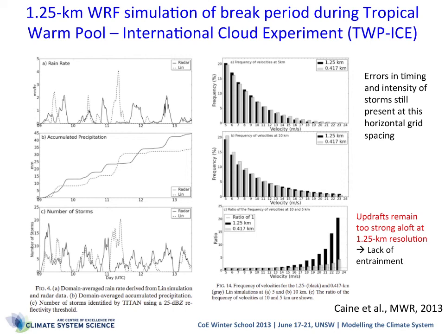They redid the experiment with a much higher resolution, basically a third of the 1.25 kilometers, and then they compared the vertical velocities at 10 kilometers and then at 5 kilometers, and basically the updrafts remain too strong aloft at the 1.25 kilometer resolution. It's basically consistent with the idea that it's a lack of entrainment, that you're not diluting the updrafts with environmental air enough, such that they are still producing these too strong updrafts appearing at higher altitudes.